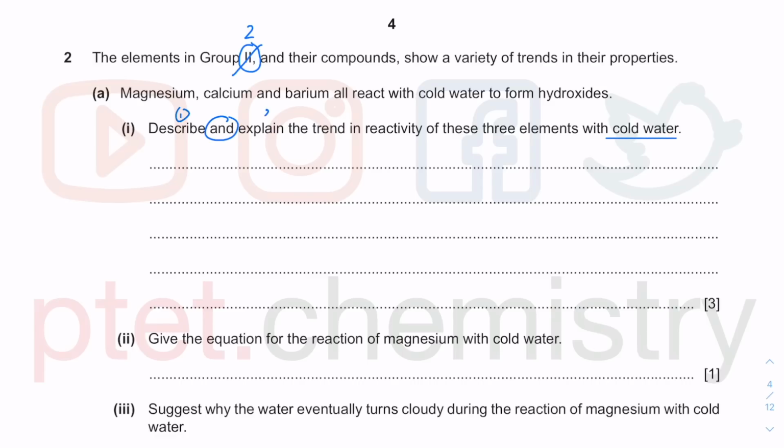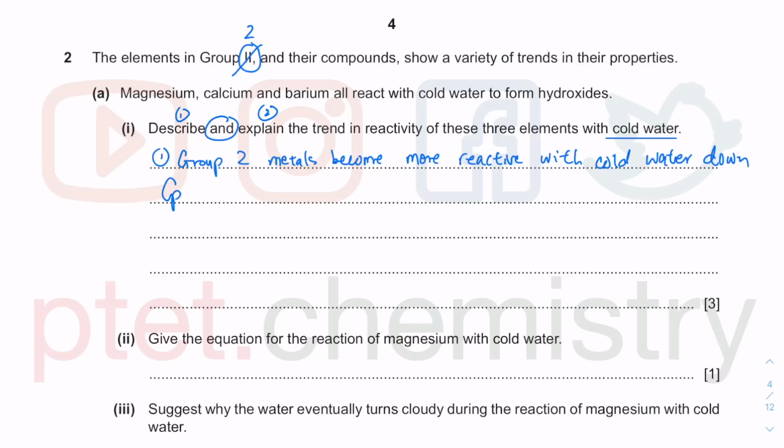First of all, we're going to describe the trend. The group 2 metals become more reactive with water, with cold water, down the group. In fact, what we know is magnesium does not react with cold water. Magnesium needs to react only with steam and it will form magnesium oxide.